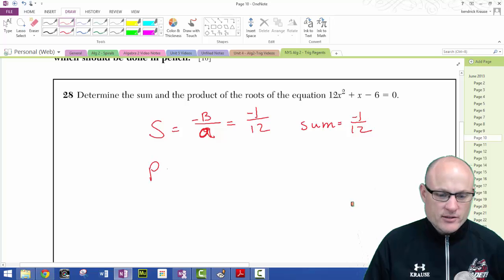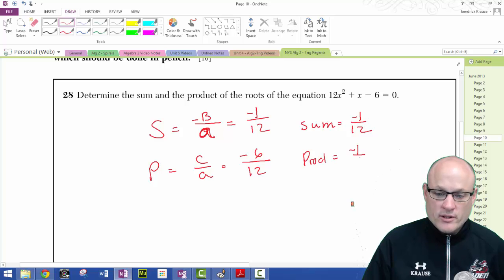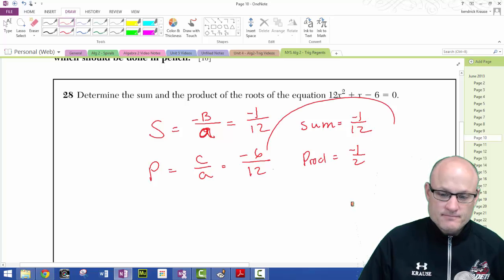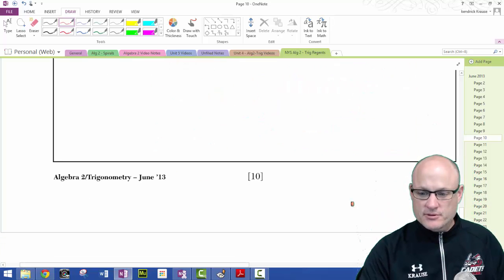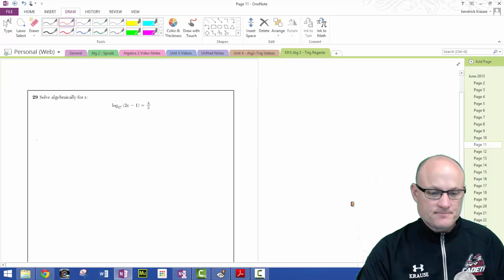The product of the roots is c over a. In this case, the c is negative 6 over a, which is 12. So the product is equal to negative 1/2. There's your two answers. Moving on. Nothing else on this page. Going to page 11.